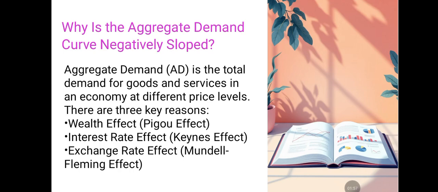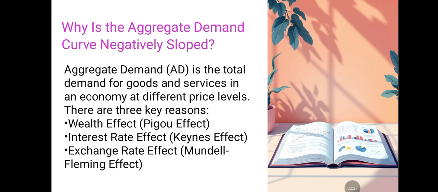As we know that the demand curve in microeconomics shows the inverse relationship between price and quantity demanded. Likewise, in macroeconomics, aggregate demand shows the total demand for goods and services at different price levels, which also shows the inverse relationship between the total demand and the price level.